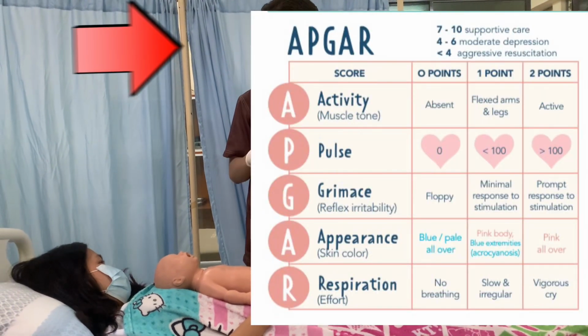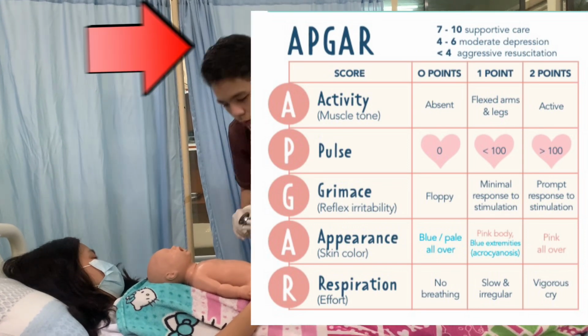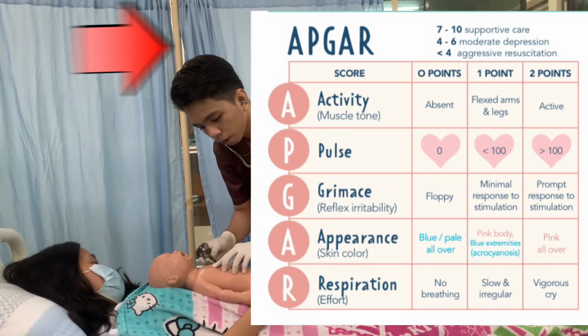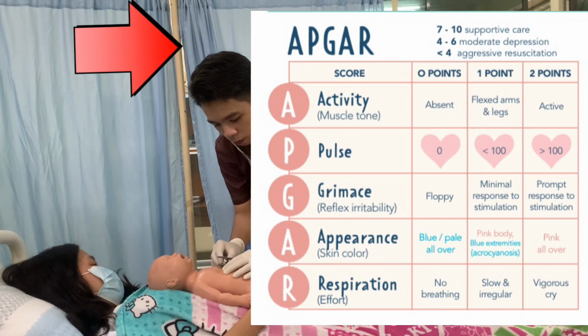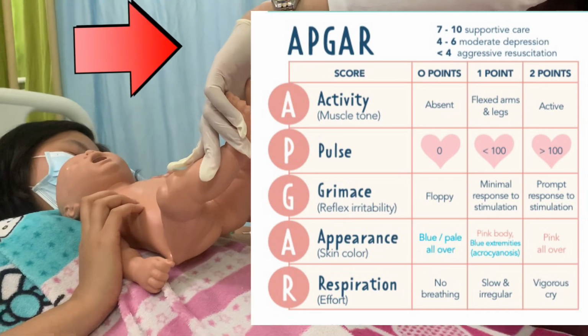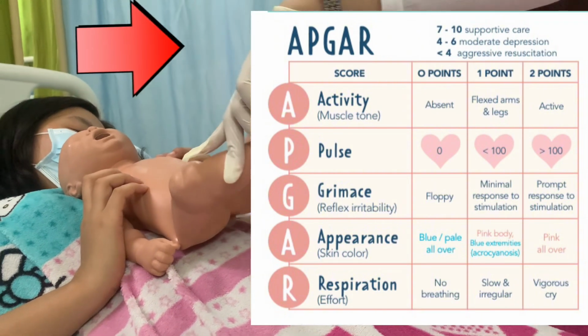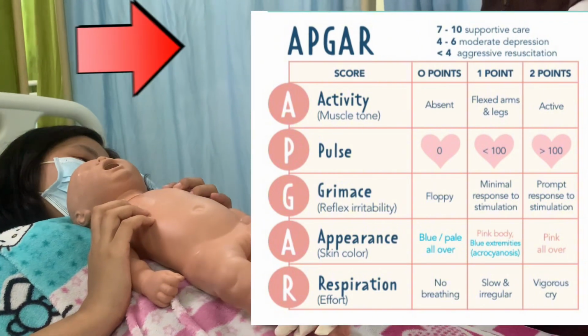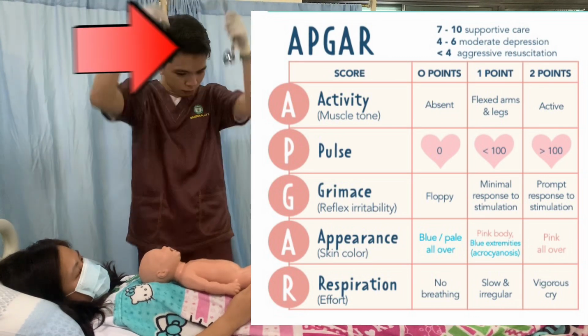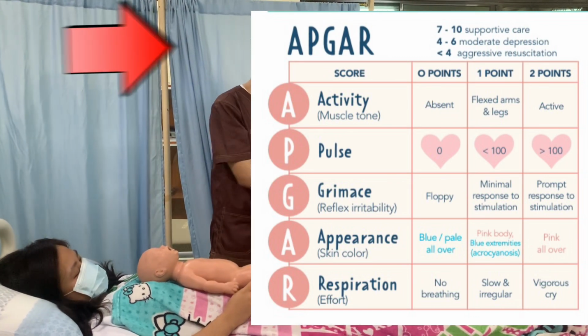This means there is absence of difficulty. And if the score is 4 to 6, this is moderate difficulty or moderate depression. This means the baby needs oxygen or suctioning. And if the score is less than 4 or 0 to 3, this means there is severe distress or aggressive resuscitation is needed.